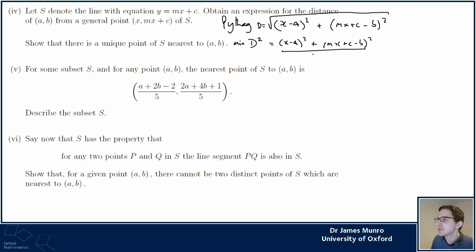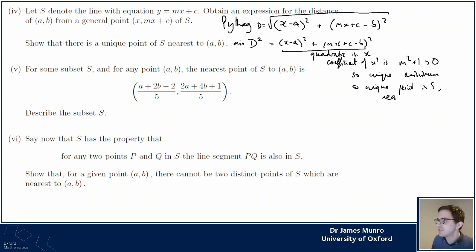This thing here is a quadratic in x. The coefficient of x squared is m squared plus 1, which is positive, so it has a unique minimum. So there is a unique point. A unique point gives us a unique value of x in S which is nearest to AB. A unique point that minimizes that distance.